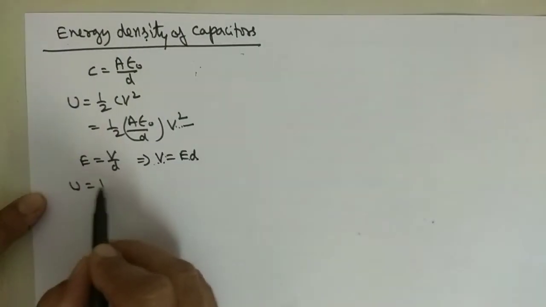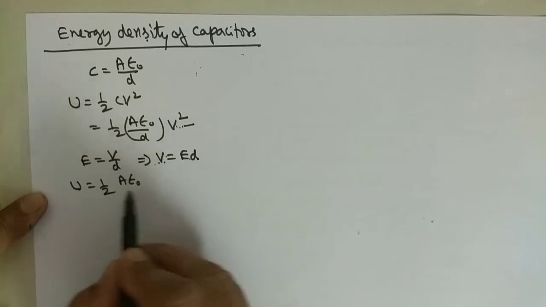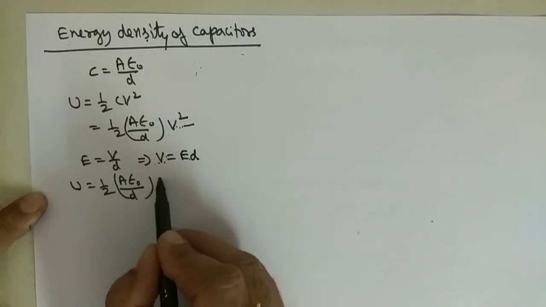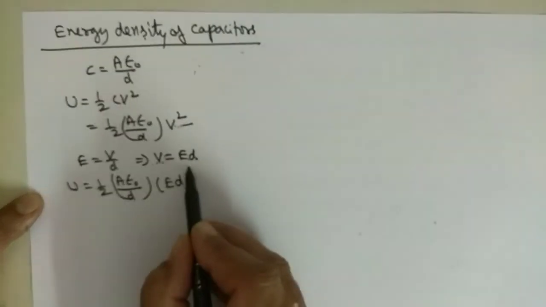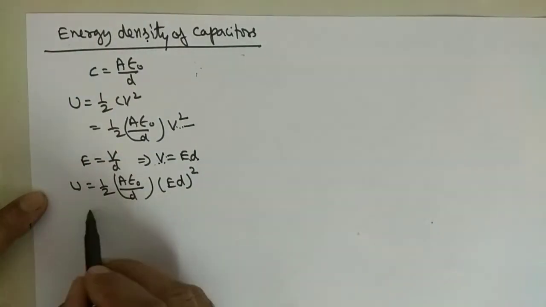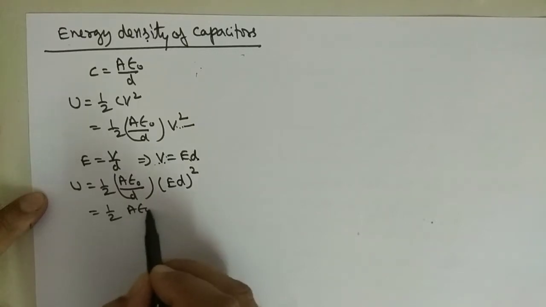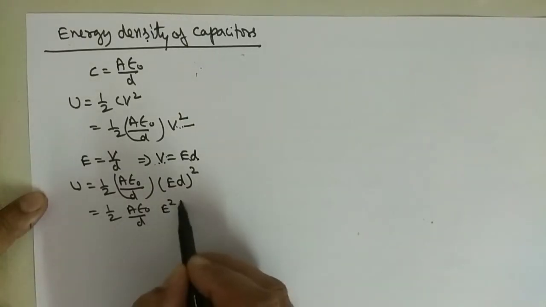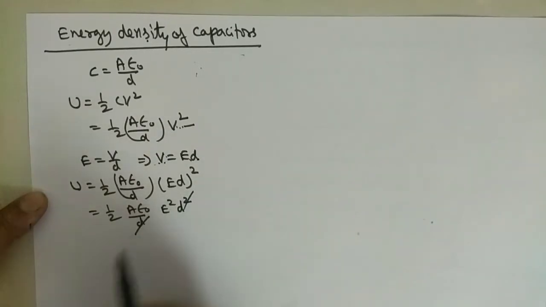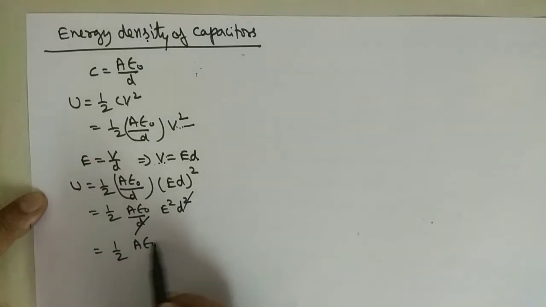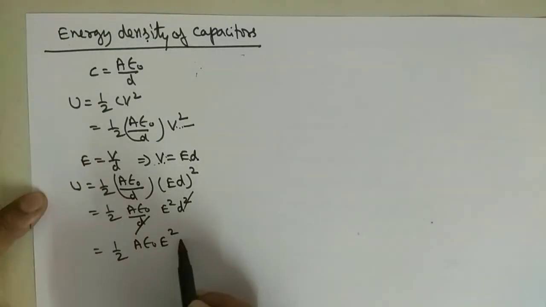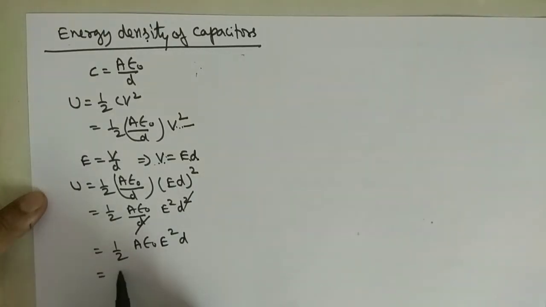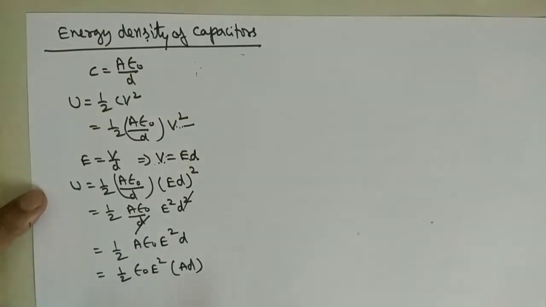So put here V is equal to ED in this formula. So U is equal to half A epsilon naught upon D, and V square means it is the ED square. Now simplify it. A epsilon naught upon D, E square, D square. So one D is cancelled. It becomes half A epsilon naught E square into D. We can write like this also: half epsilon naught E square A D. I think it is clear.